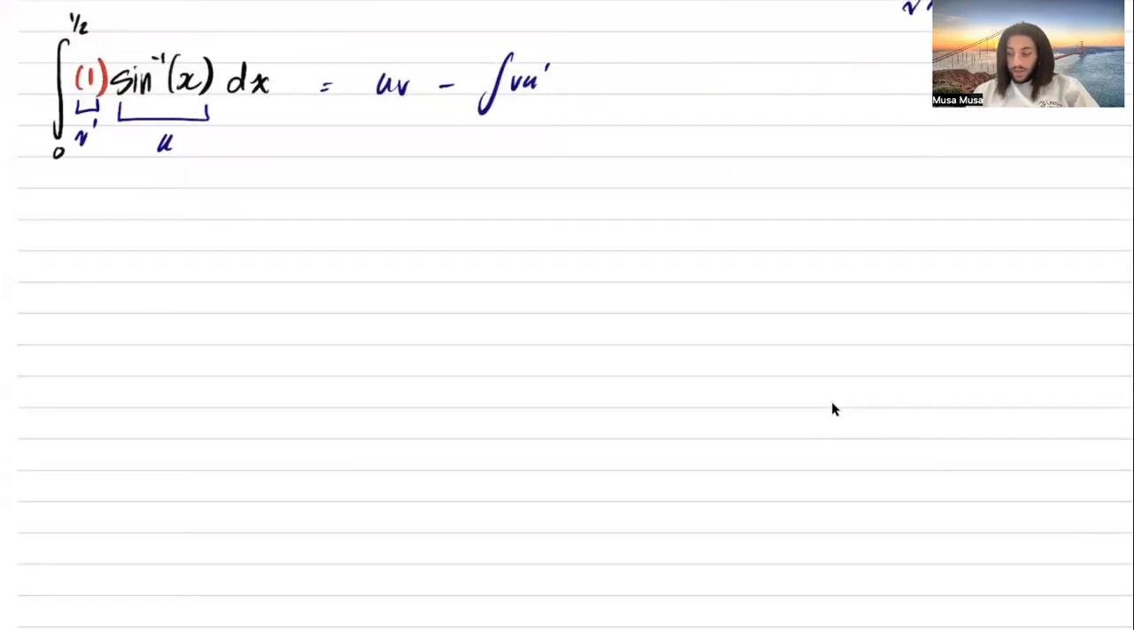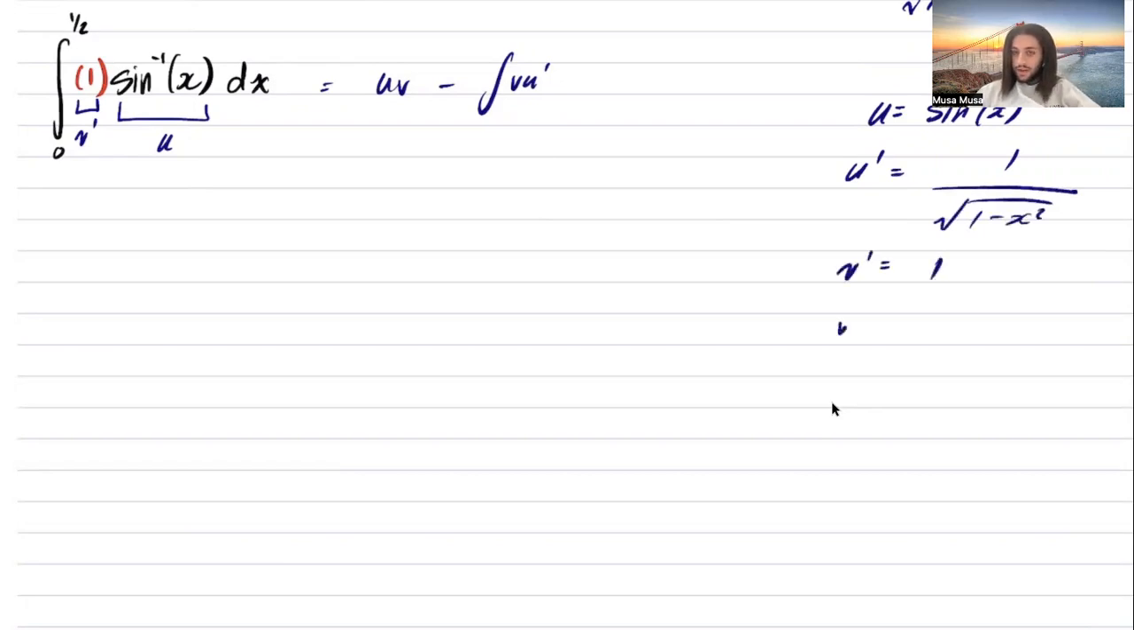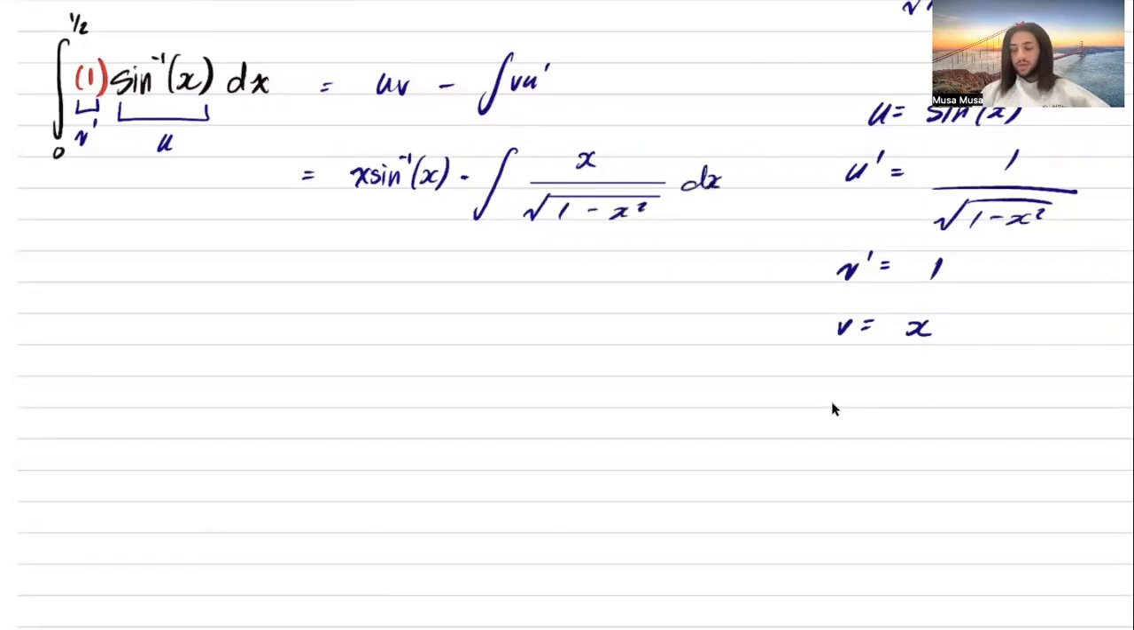So if u equals inverse sine of x, u dash equals 1 over the square root of 1 minus x squared. Perfect. V dash equaling 1 means that v just equals x. So bringing this, we have u times v, so we have x inverse sine of x. We have minus, and then we have the integral of v u dash. So that is x over the square root of 1 minus x squared dx.